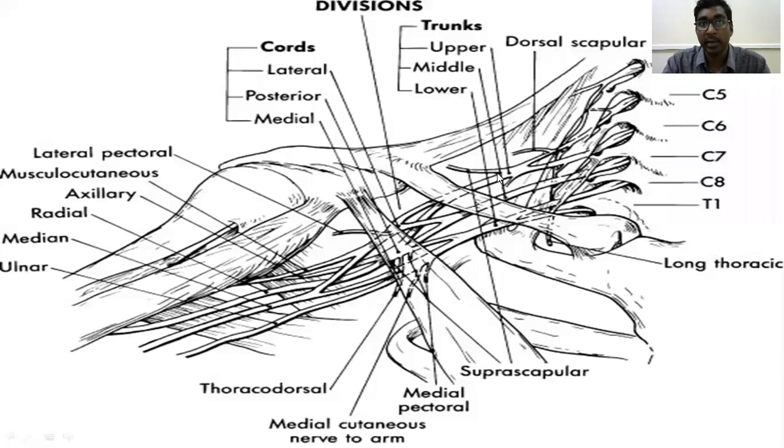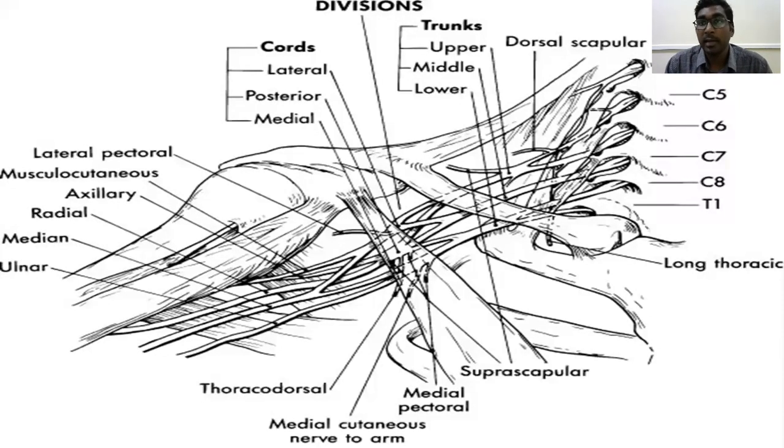The trunks divide into two branches, anterior and posterior divisions, and these unite to form the lateral cord, posterior cord, and medial cord. The three posterior divisions of the three trunks form the posterior cord. The anterior divisions of the upper and middle trunks, C5, C6, C7, combine to form the lateral cord, and the medial cord is formed by C8 and T1.